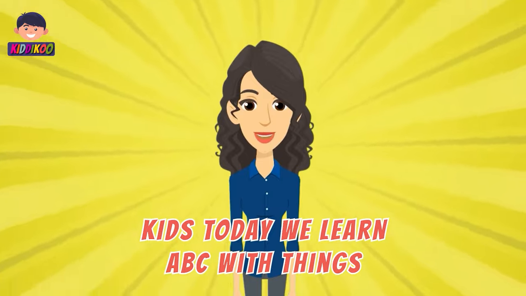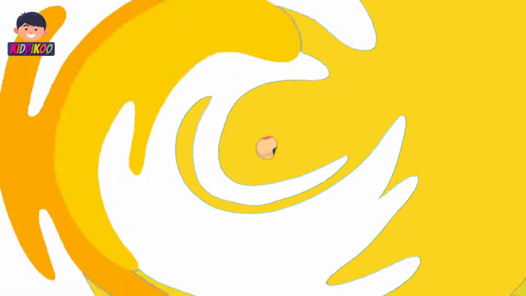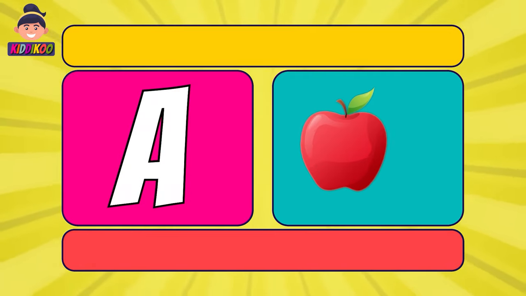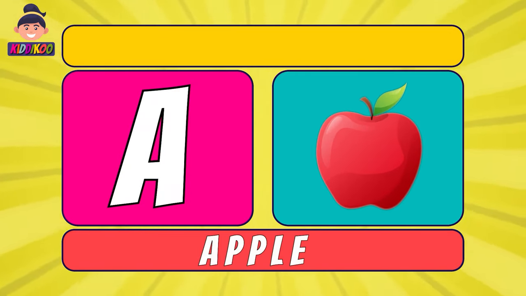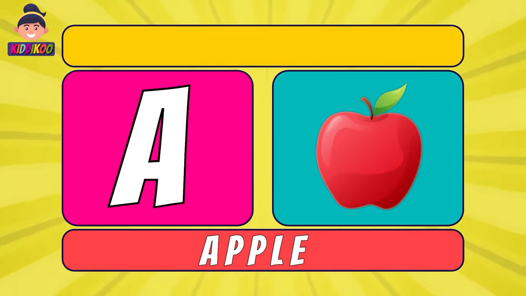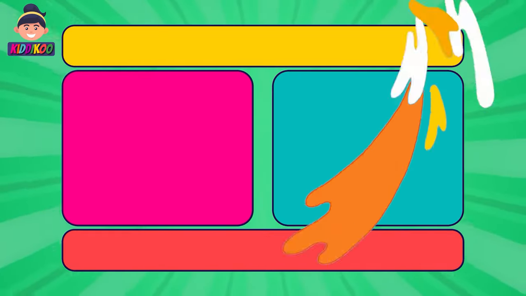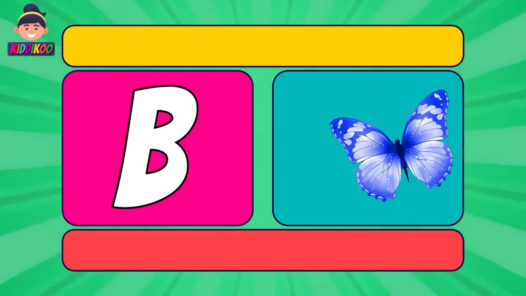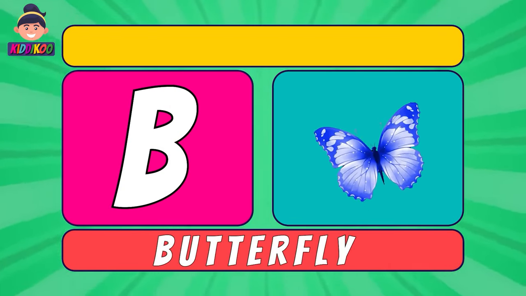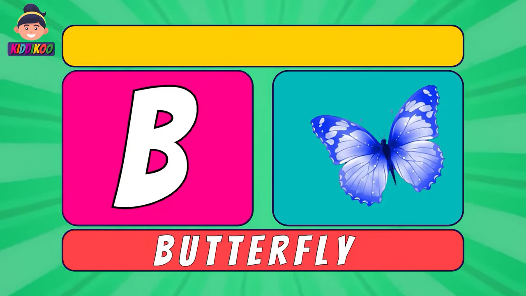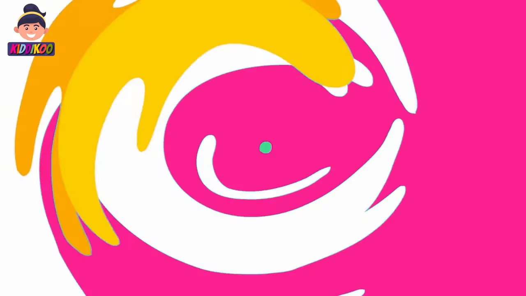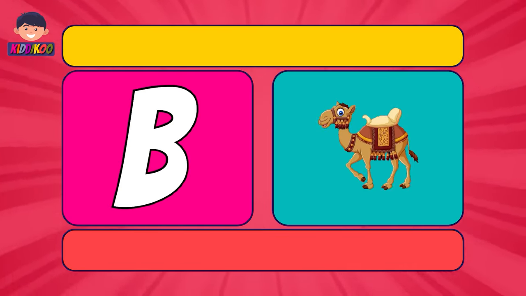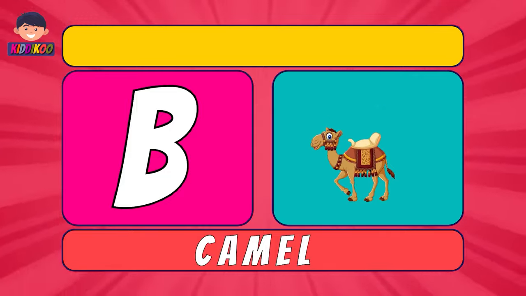Kids, today we learn ABC with things. First letter is A. A for apple. Apple. Next letter is B. B for butterfly. Butterfly. Next letter is C. C for camel. Camel.